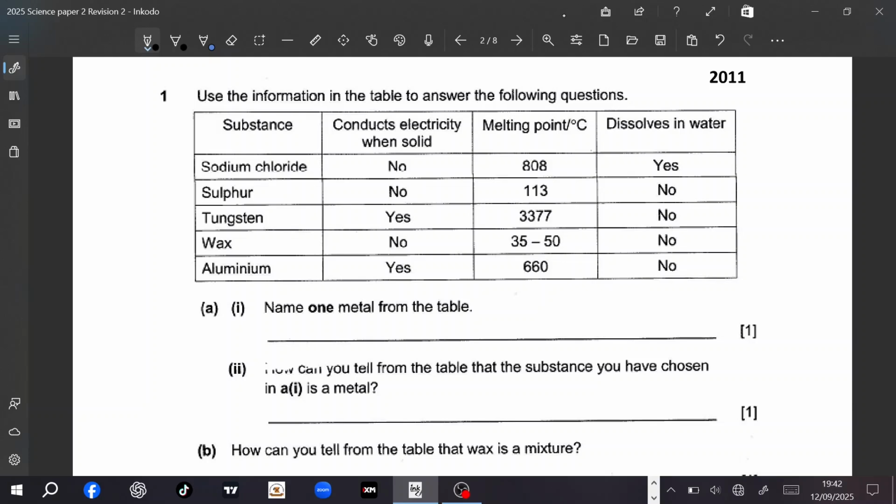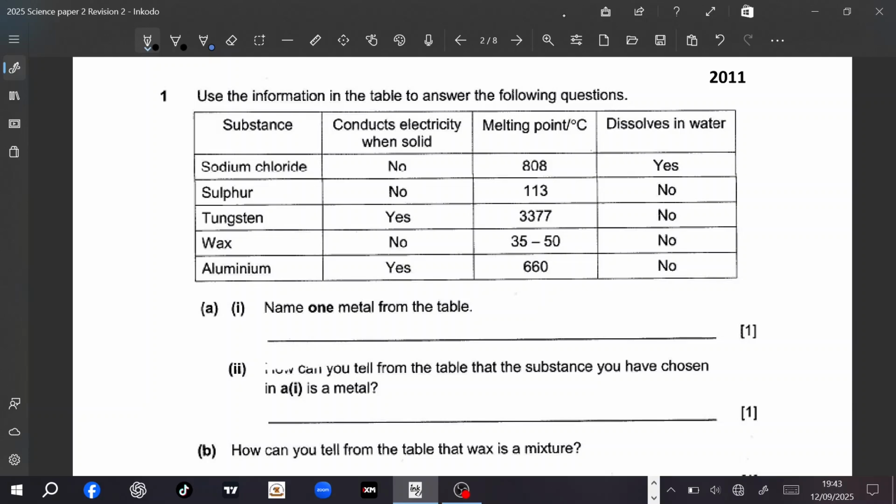We come to sulfur, conducts electricity when solid, no. Melting point 113 degrees Celsius. Dissolves in water, no. We come to tungsten, conducts electricity when solid, yes. Melting point 3377. Dissolves in water, no. We come to wax. Conducts electricity in solid? No. Melting point 35 to 50. Dissolves in water? No. We come to aluminium. Conducts electricity? Yes. Melting point 660 degrees Celsius. Dissolves in water? No. Then they said, name one metal from the table.